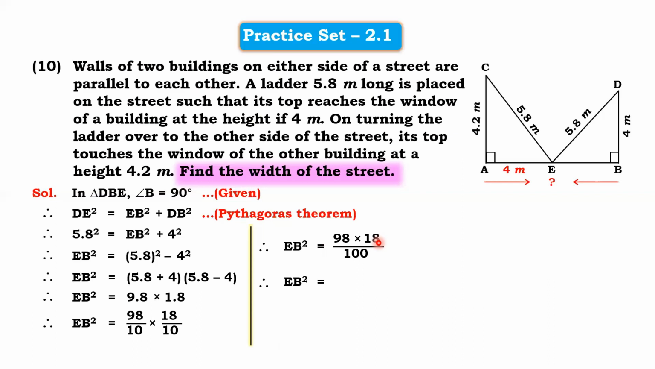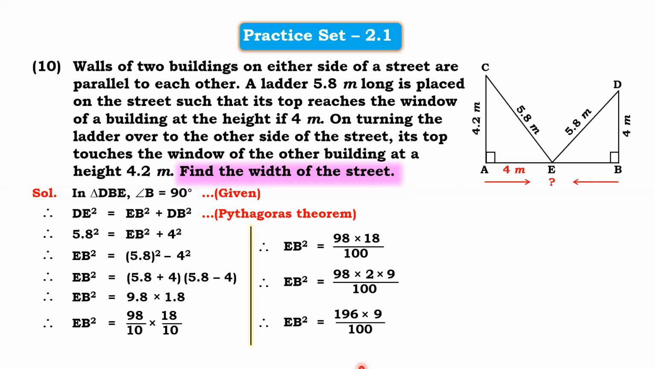So what we can do now is write 98 as it is, but we can write 18 as 2 into 9, because 9 is a perfect square. So 18 we can factorize as 2 into 9. Upon 100 will remain the same. Why? Because 100 is a perfect square. Got it? So now students, I request all of you to multiply 98 into 2. So EB square is equal to 98 into 2. If you multiply, the answer is 196 into 9 as it is upon 100 as it is.